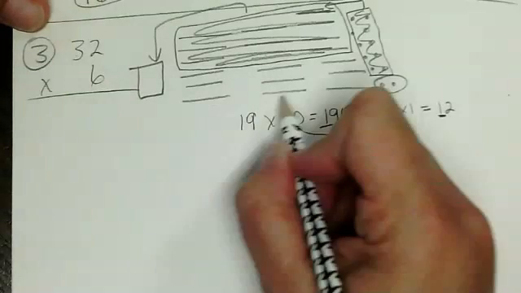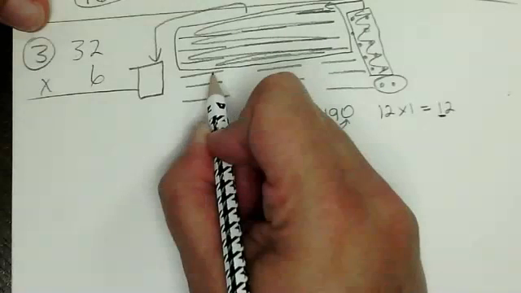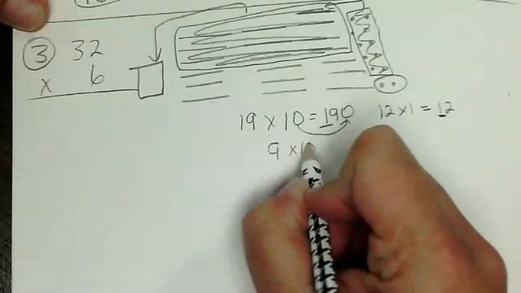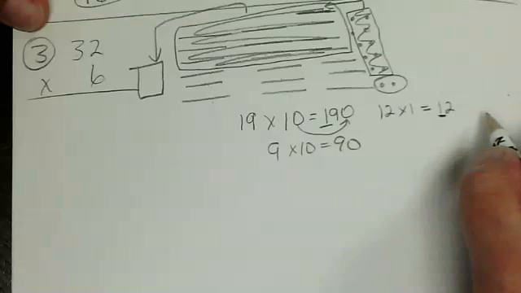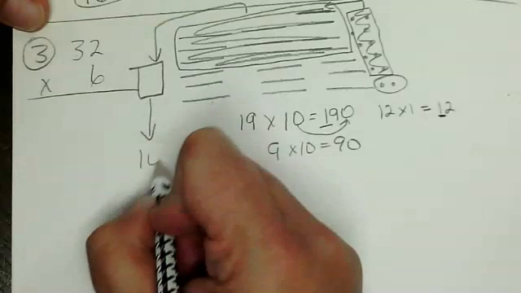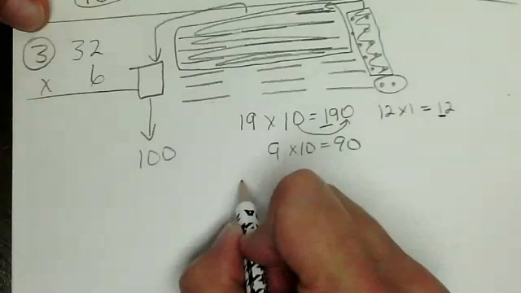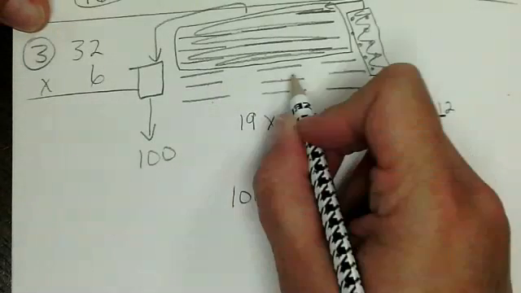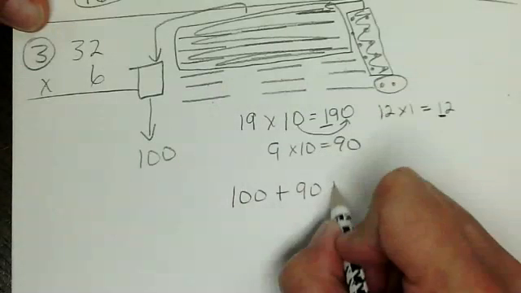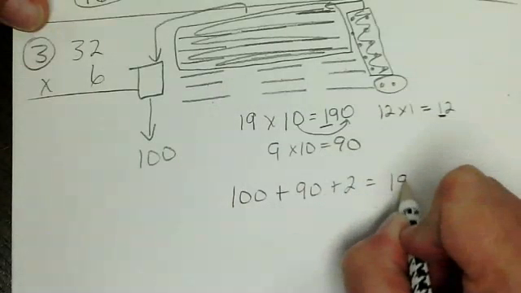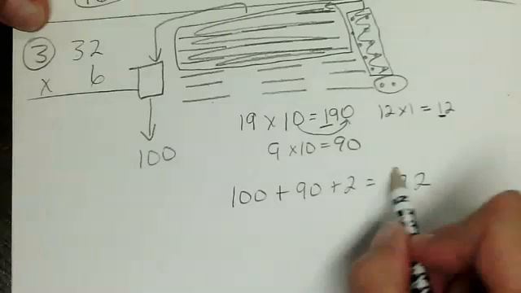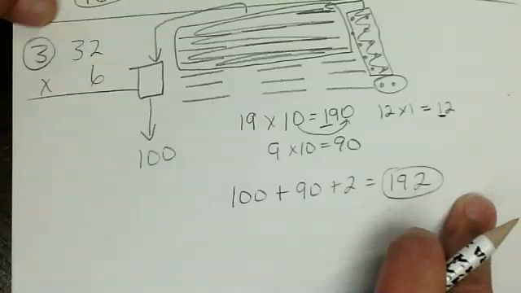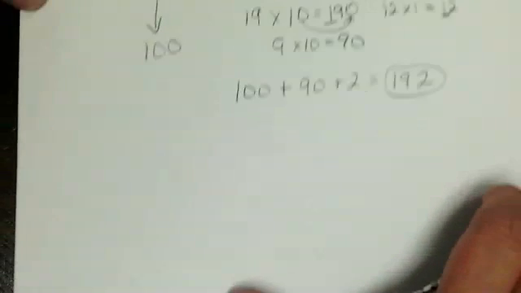Okay? How many 10s do I have left now? I have 9 10s left over. That equals 90. Okay? And I have 100. So all together, I have 100. I have 9 10s. And I have 2 1s. That equals 192. This should be our answer, 192. 32 times 6, 192. Let's check with partial product.